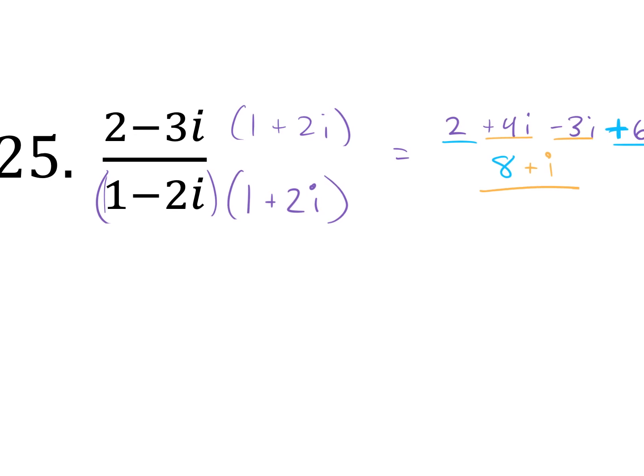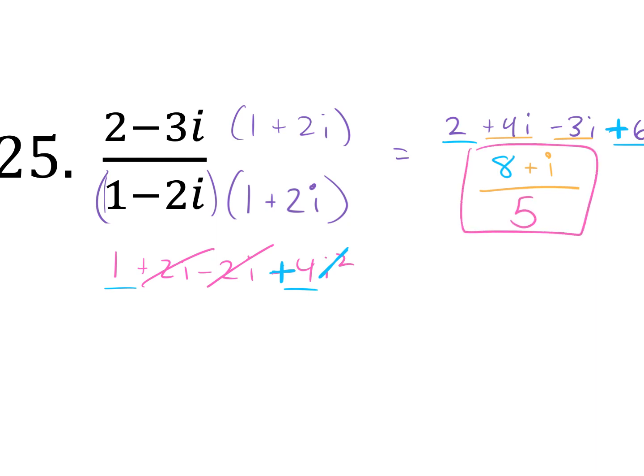On the bottom, we FOIL it out too. So we get 1 plus 2i minus 2i minus 4i squared. So the 2i's cancel. What does the i squared change to? Positive 4. So 1 plus 4 is 5. So our answer would be 8 plus i over 5.